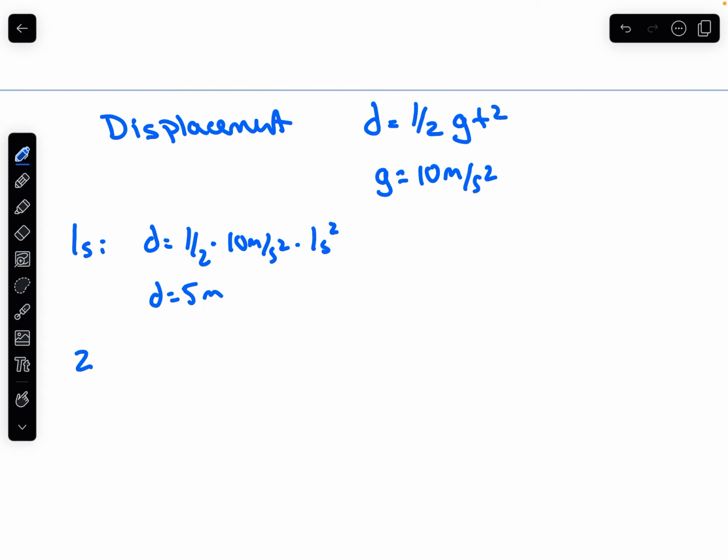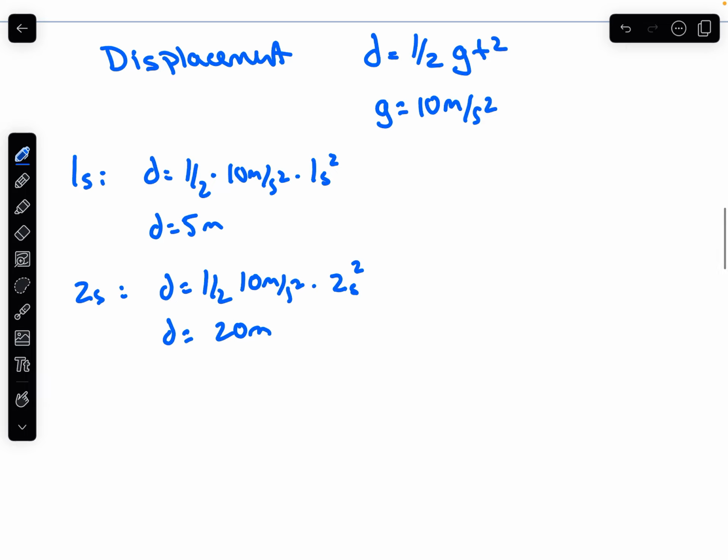Let's do it again for 2 seconds. It's going to be the same equation, right? d equals 1/2 at squared. a is gravity. The time is 2 seconds this time. Okay, we can't forget to square that time. So d is going to be 1/2 times 10, which is 5, times 2 squared. 2 squared is 4. 5 times 4 is 20 meters.